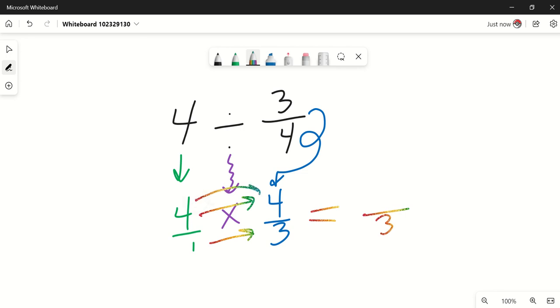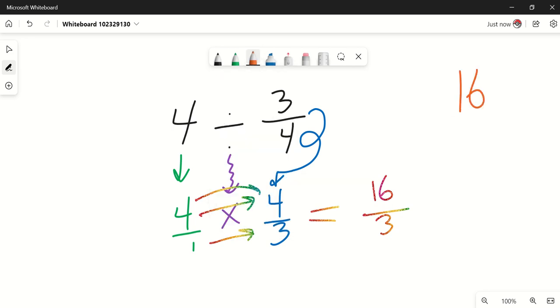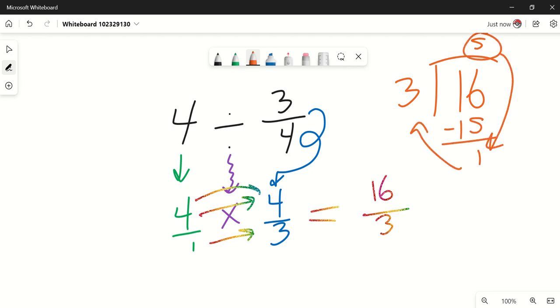4 times 4 will be 16. Improper fraction. 16 divided by 3. So 3 will not go into 1. 3 will go into 16 5 times, which will be 15. I'll have 1 left over. 5 1/3 is my answer.